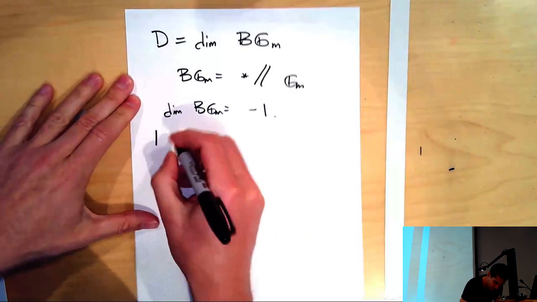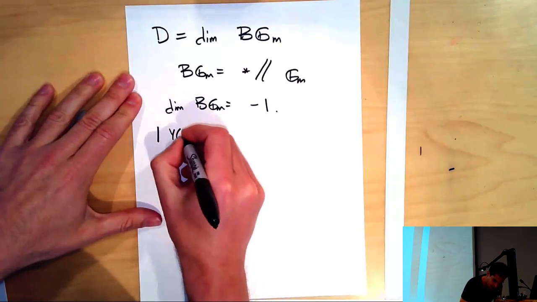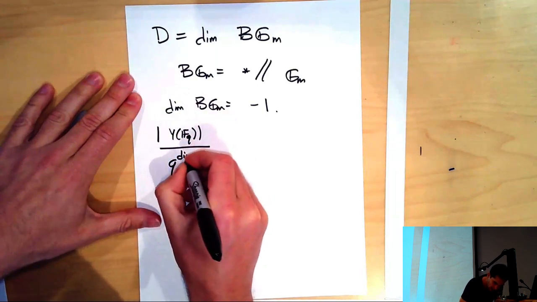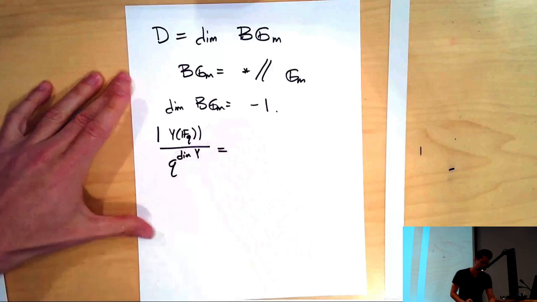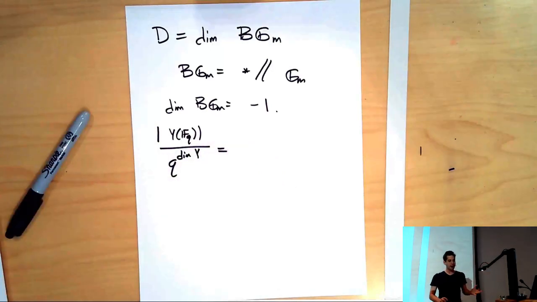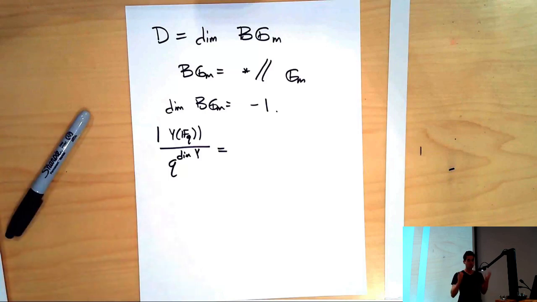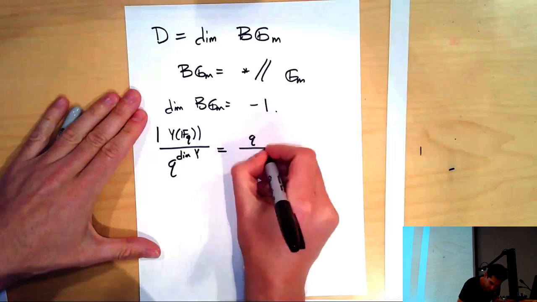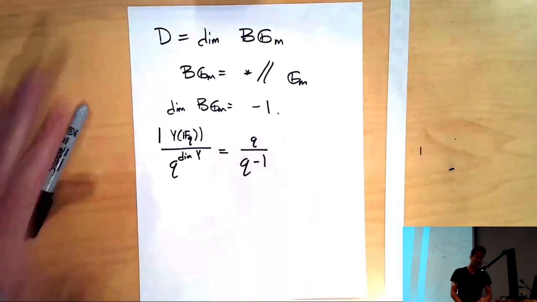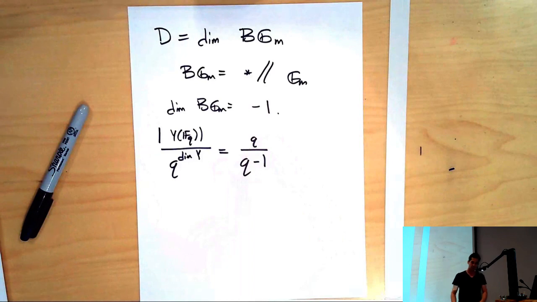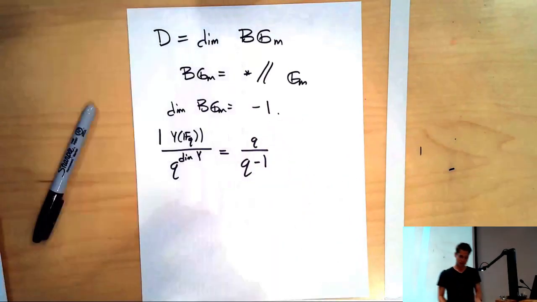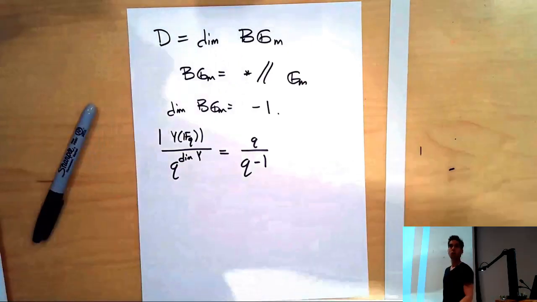So if I was to take the size of Y of FQ divided by Q to the dimension of Y, that expression that appears here, well, Q to the dimension of Y is Q inverse, and the size of Y of FQ is 1 over Q minus 1. So if I move the denominators around, I get Q minus 1 over Q. So now, in the Grothendieck-Lefschetz trace formula, this is the left-hand side which appears in that formula.